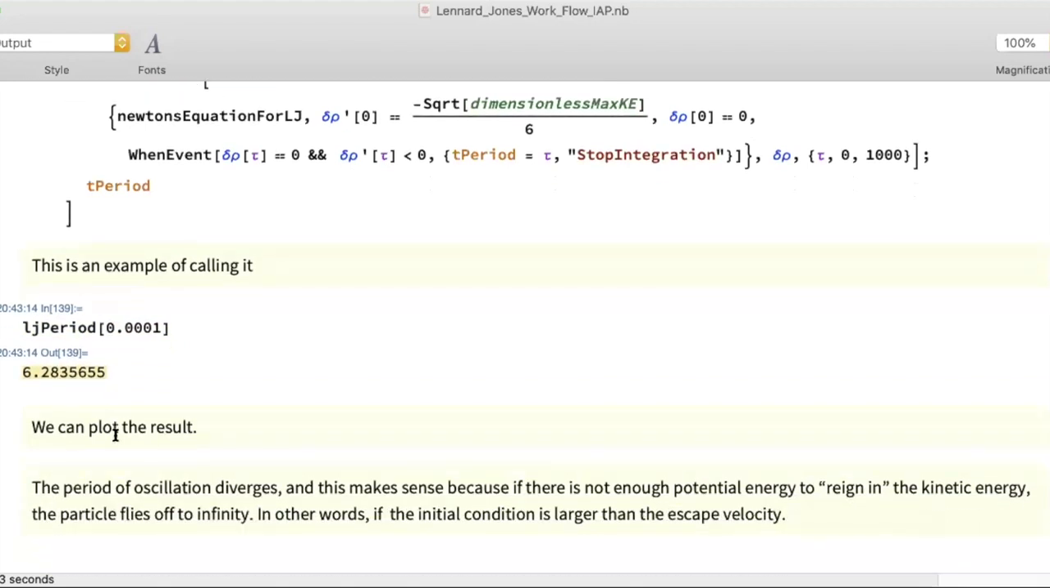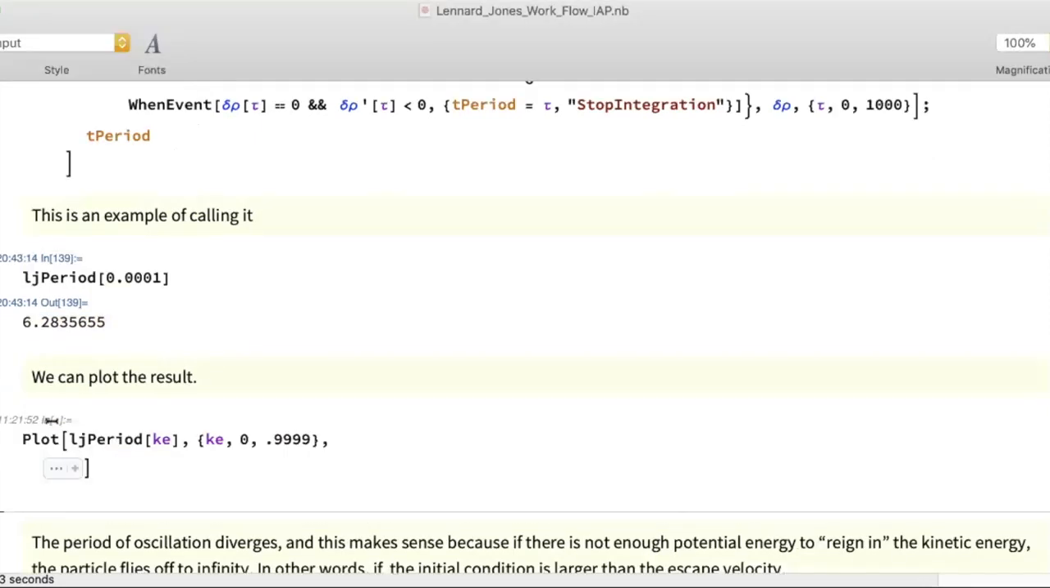Okay? Another way to feel good that what you've coded is correct is to go visualize it. And so let's go do that now. Okay, so I'm going to plot the result of looking at the period as a function of the kinetic energy, and I'm going to plot that period from 0 kinetic energy up to something which is about 1.